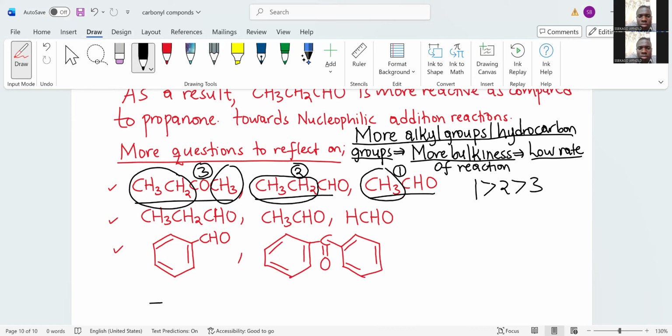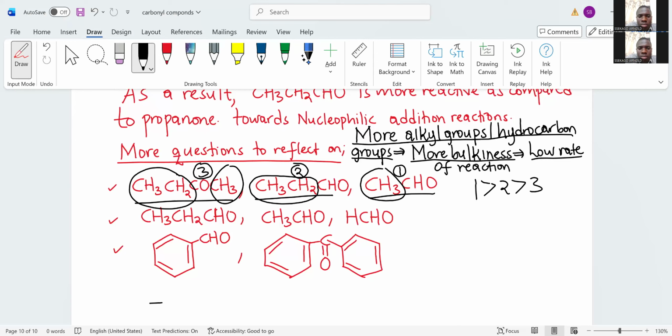We have positive inductive effect. But for ethanal, we have the methyl group. The methyl group should offer the least positive inductive effect towards the carbonyl functional group. I repeat, the methyl group, or the group which is small, should offer the least positive inductive effect. Therefore, it should offer the least bulkiness. Therefore, it should offer the least steric hindrance. Therefore, it should offer a high rate of reaction.